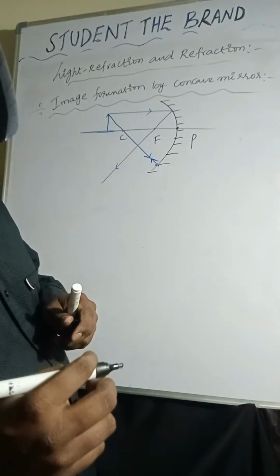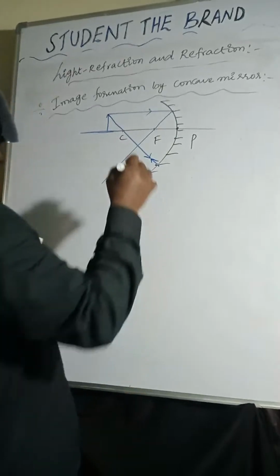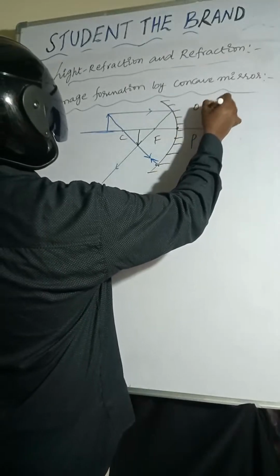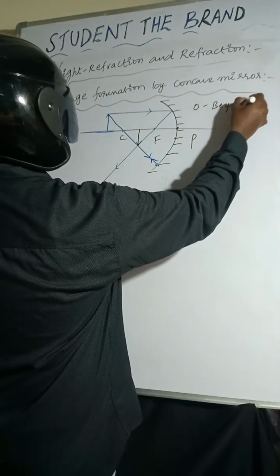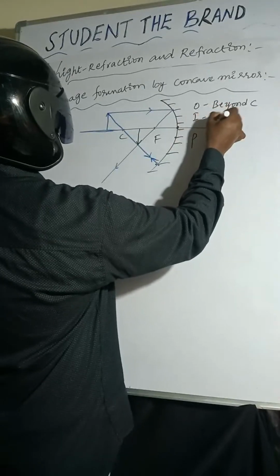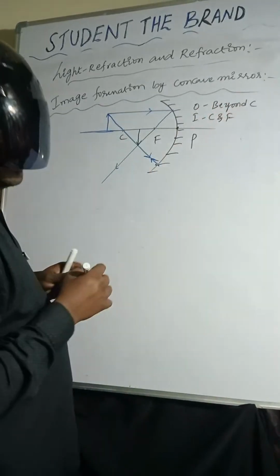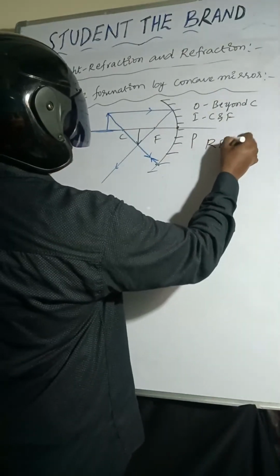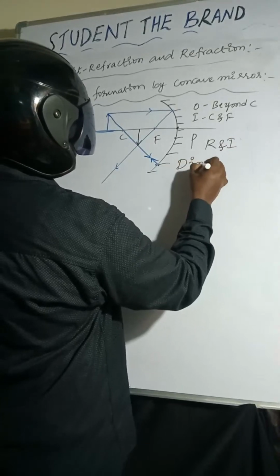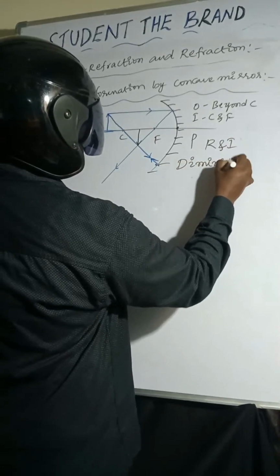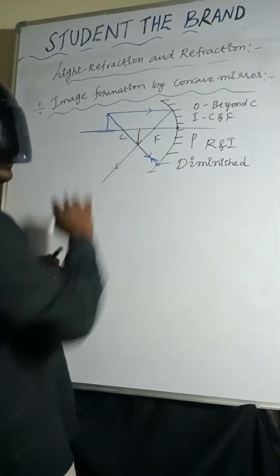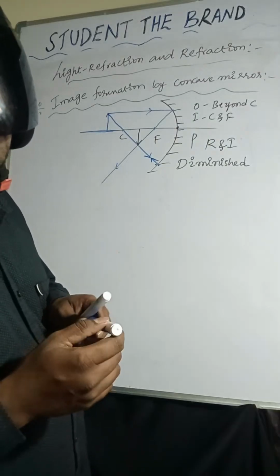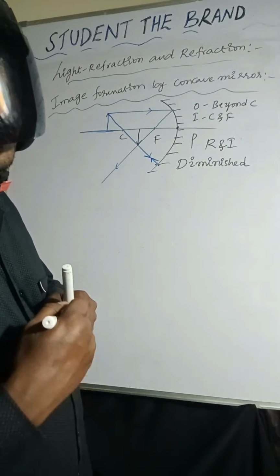Image will form between C and F here. Object is placed beyond C, image will form between C and F. Nature of the image is real and inverted, and size of the image is diminished, because the image is formed between C and F. Okay. Next one.